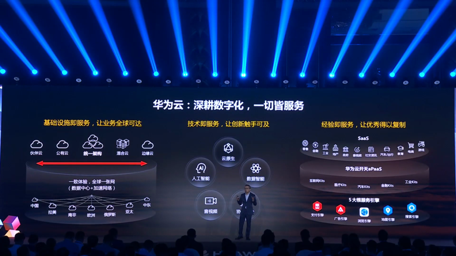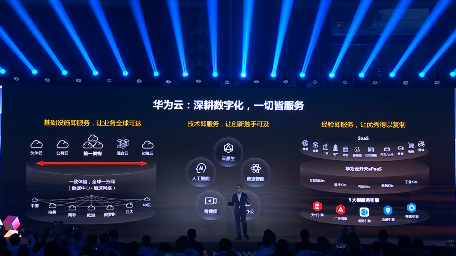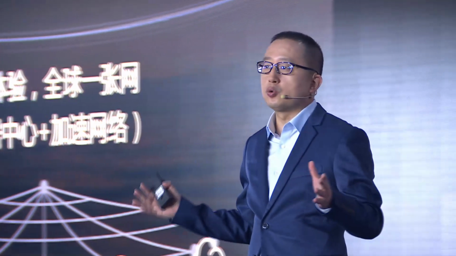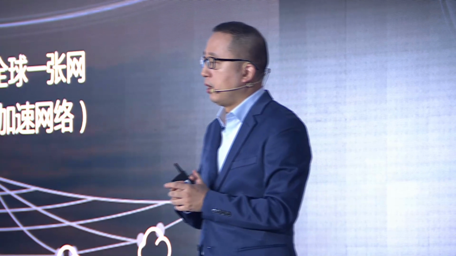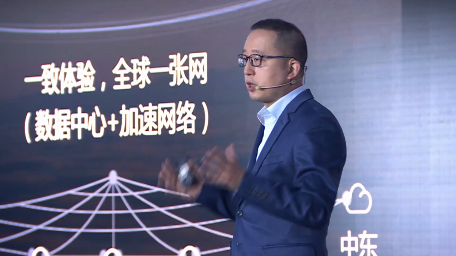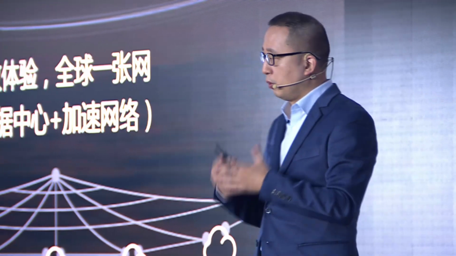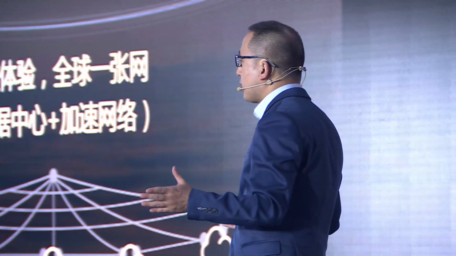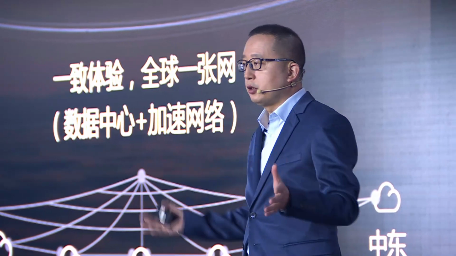How can Huawei Cloud help companies to do that? We have three layers of actions. The first one is infrastructure as a service. By building globally available cloud infrastructure resources, we can help companies to access the resources anywhere in the world.